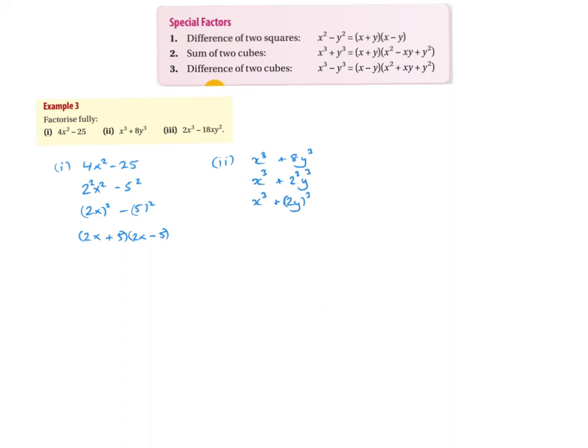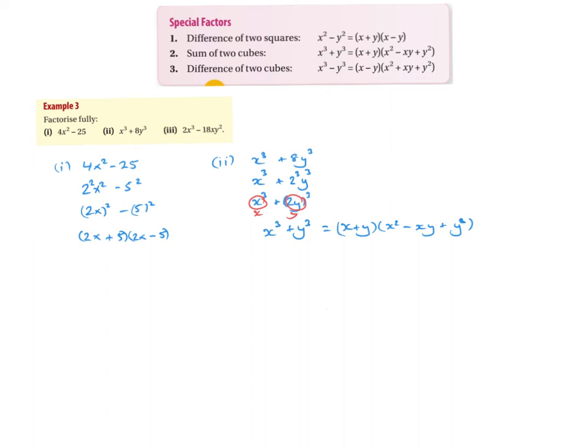Then we have to look to see what the rule is for the sum of 2 cubes. So x cubed plus y cubed is equal to x plus y, x squared minus xy plus y squared. I'm just going to write that down here. Hopefully you can see that this here is my x and this here is my y. So wherever I see x in the formula, I'm going to replace it with an x here. Wherever I see y in the formula over here, I'm going to replace it with 2y.